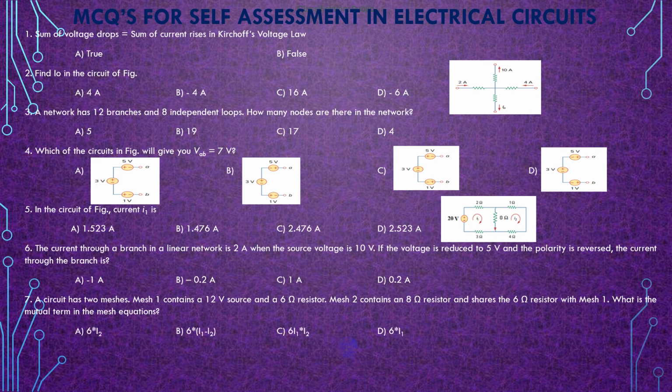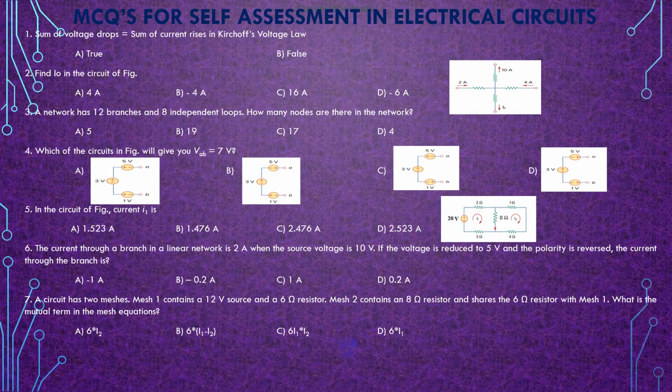6I2, 6I1 minus I2, 6I1 I2 or 6I1? What is the mutual term voltage, which is sharing 6 ohms? In that 6 ohms, as per the mesh analysis, what is the equation? In the 6 ohms, it is 6 multiplied by the first current minus the second current. So, this is the equation.